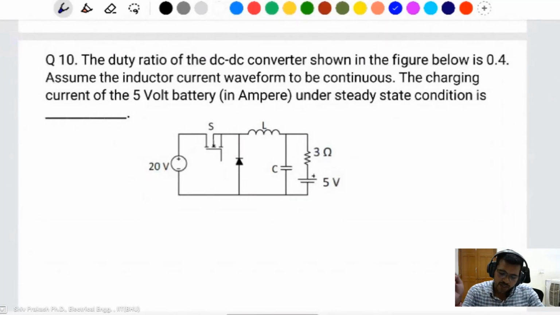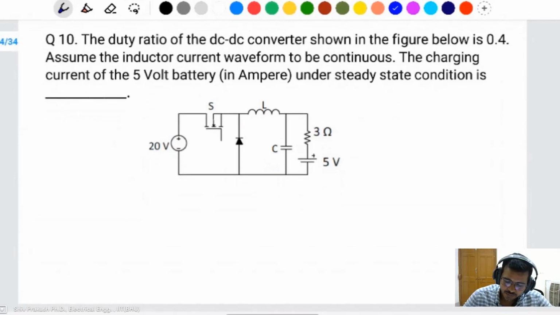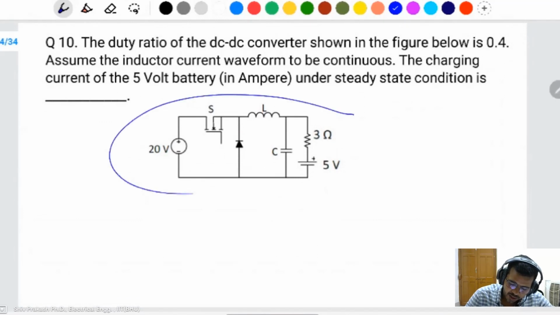The duty cycle of the DC-DC converter shown in the figure below is 0.4. Assume the inductor current waveform to be continuous. The charging current of the 5 volt battery under a steady state condition is. This is the buck converter.